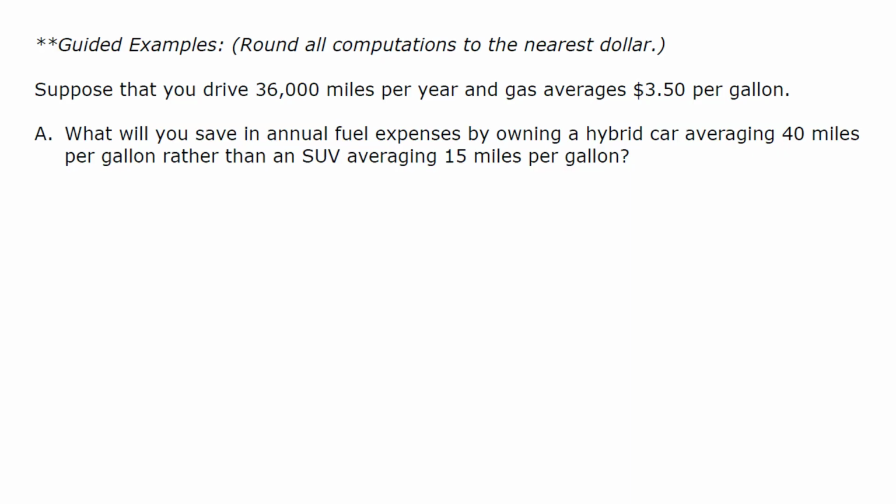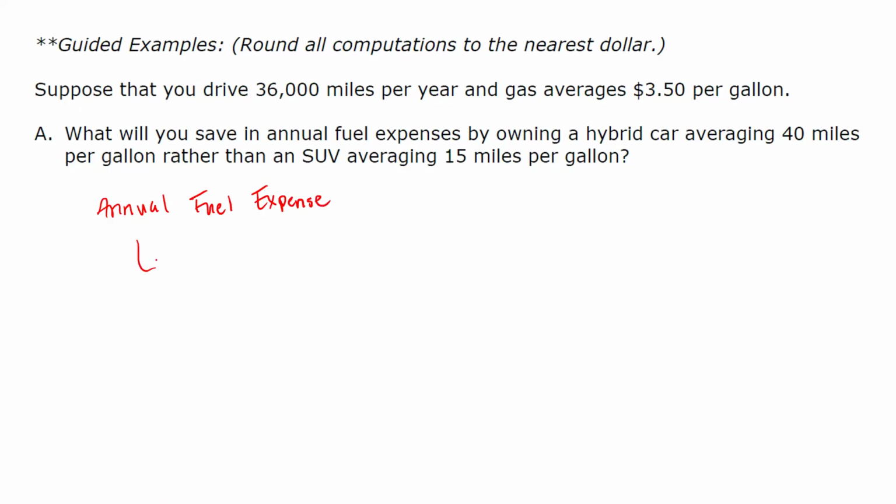Suppose that you drive 36,000 miles per year and gas averages $3.50 per gallon. Part A asks us, what will you save in annual fuel expenses by owning a hybrid car averaging 40 miles per gallon rather than an SUV averaging 15 miles per gallon? So we want to find the annual fuel expense for both types of cars.